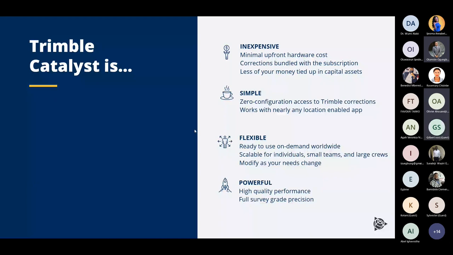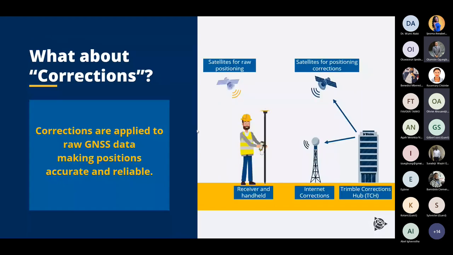The corrections, as I've said, maybe for me to emphasize, no need for a base station. You're just receiving your positioning data or information, accuracy information, directly from satellite using the Trimble Corrections Hub. These corrections are applied to raw data, so no need to post-process if you have fears on what it's able to do.